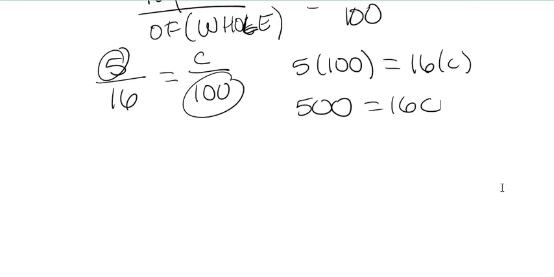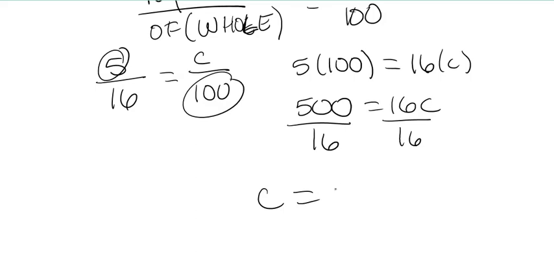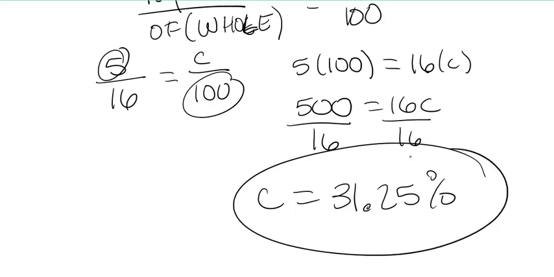Then to get c by itself, we're going to need to divide by 16 on both sides. So using our calculator, 500 divided by 16 is equal to 31.25. So c is equal to 31.25. And remember that this is a percentage. So 31.25% of his vision is affected by the cataract.